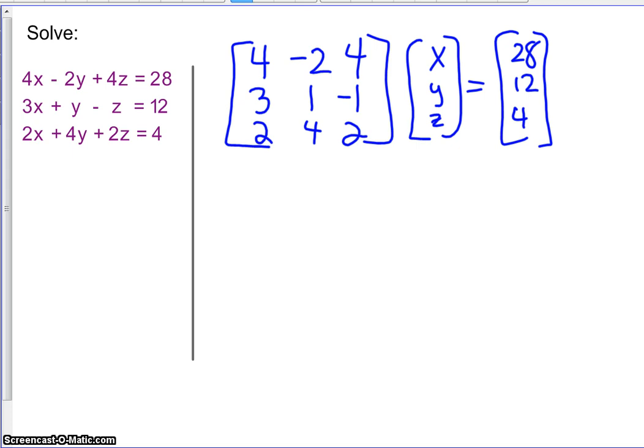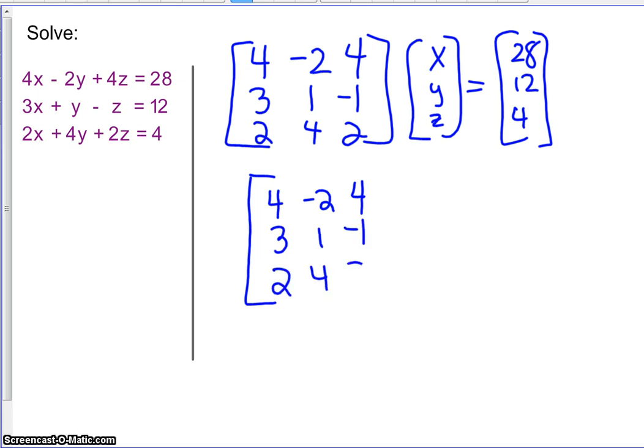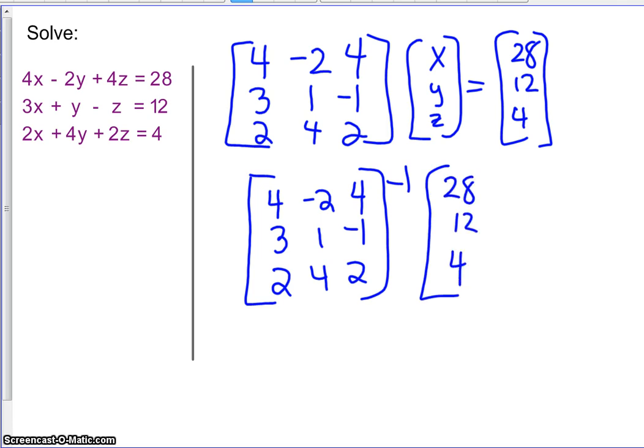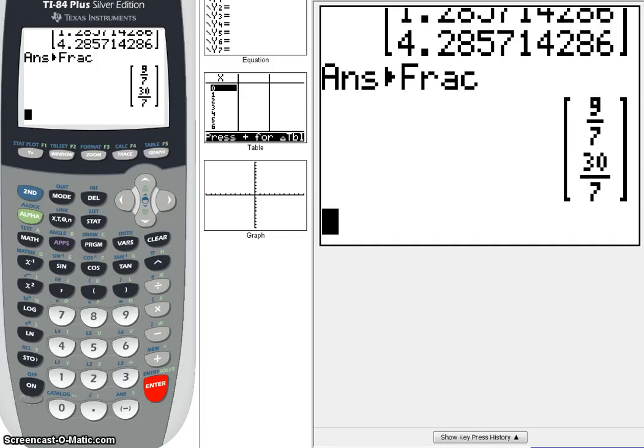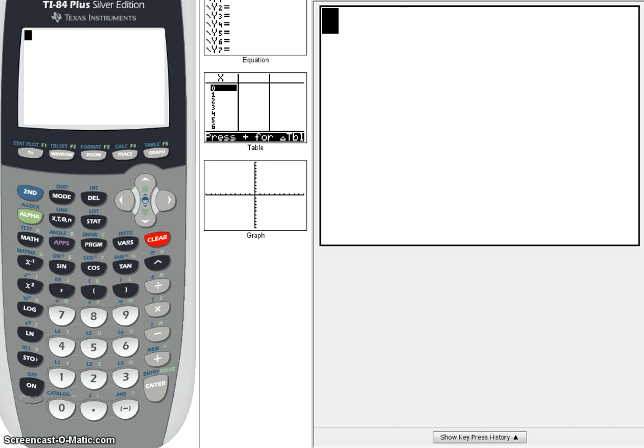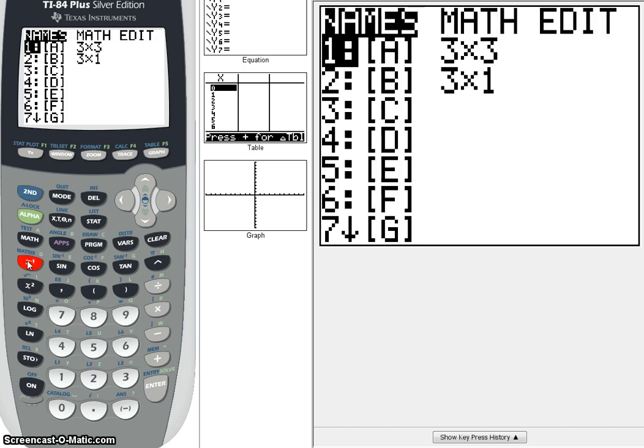Okay, so what I'm going to do is put into my calculator here, into A, 4, -2, 4, the 3, the 1, the -1, the 2, the 4, the 2. I'm going to take the inverse of that and multiply it by my B, 28, 12, and 4. Okay, let's go ahead and do that. And actually, I'm not going to show you the process of putting it into the calculator. I'm going to pause it here for a minute, put them all into the calculator, and then I'm going to show you how to do that. So I want to show you that I have put in my two matrices.